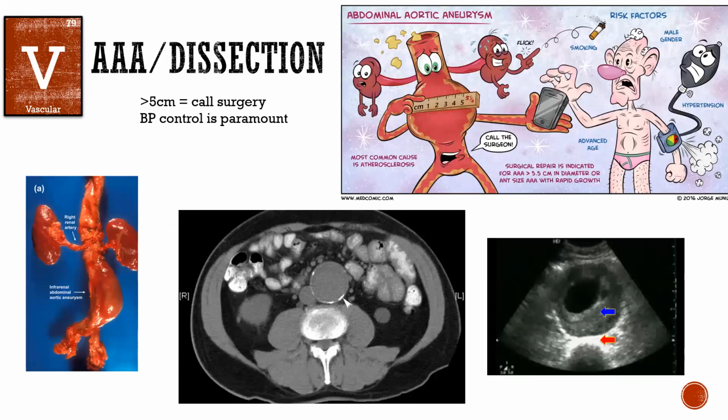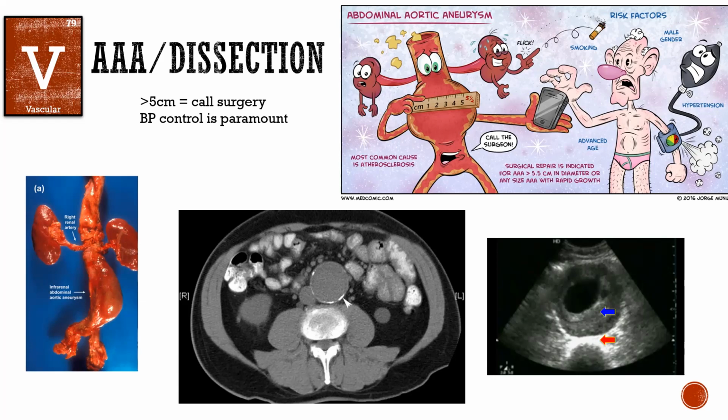Another cause of back pain that we should be aware of is our AAAs or our dissections. Remember that CT scans or ultrasound can reveal these pretty easily. For AAA, anything over 5 centimeters means call surgery. That's where we have determined that the vasculature can no longer stretch and is more likely to rupture.